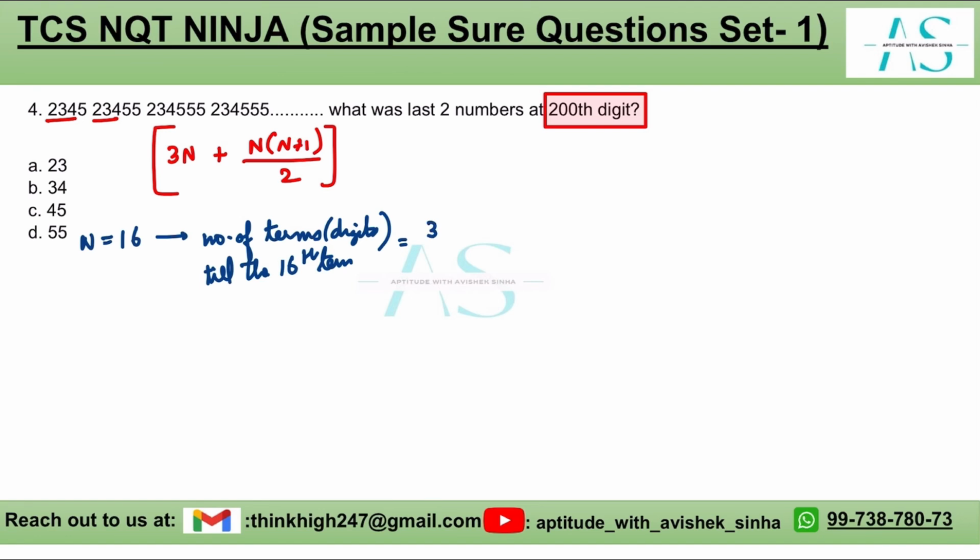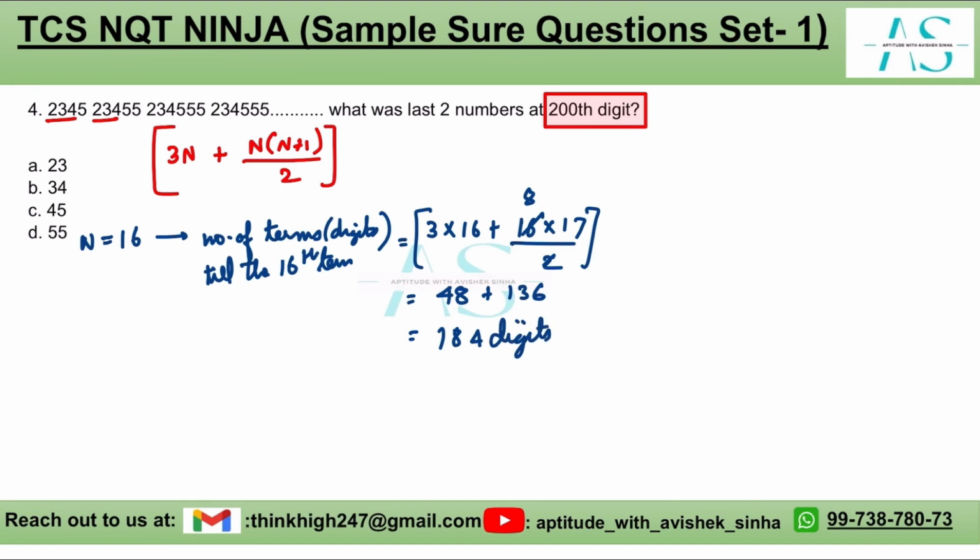What do we have? 3 into 16 plus 16 into 16 plus 1, 17 by 2. Let's solve this quickly. What do we have? 48 plus 17 into 8 is 136. So we have 4, 4, 8, 184. So we have 184 digits till the completion of the 16th term. Now, just tell me what will be exactly the 16th term? It will look like 2, 3, 4 and 16 times 5. Do you agree?